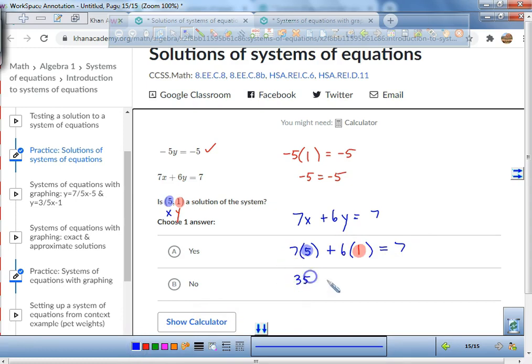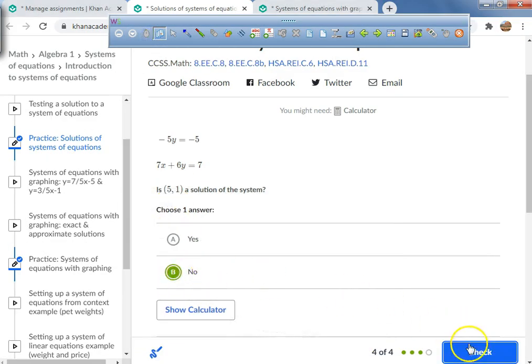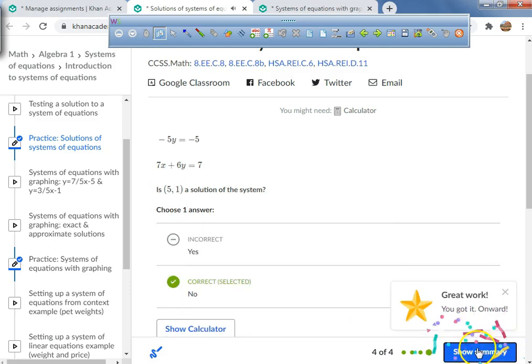35 plus 6 is definitely not equal to a 7. 41 is not equal to 7. So even though the 1 worked in this equation because it was the y value, it doesn't work in both equations. So that's why I got to choose no.